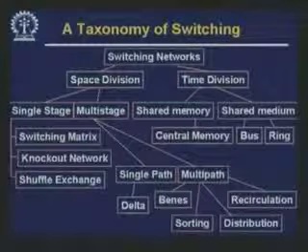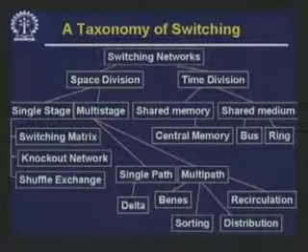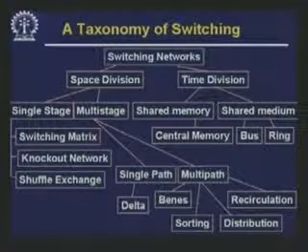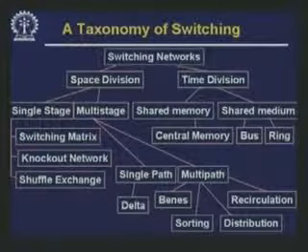Now space division switches may be single stage or multi-stage. In single stage we have the switching matrix, then we have knockout networks and shuffle exchange networks. In multi-stage it may be single path or multi-path, like delta networks or Banyan networks, sorting networks, etc. In time division switches we have shared memory and shared medium. Shared memory could be a central memory, and shared medium could be a bus or a ring, etc. So these are different types of switches. We will not have the time to look at all these in detail, so we will just look at some of the very common types of switches that are used.